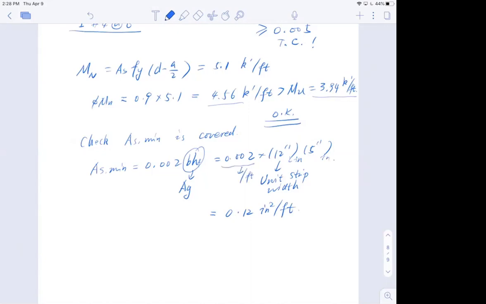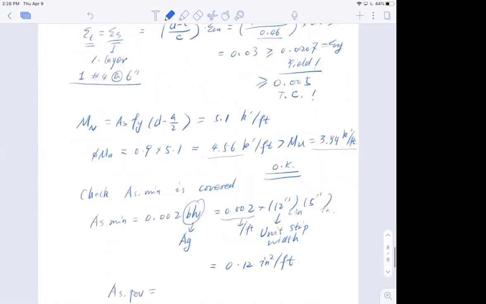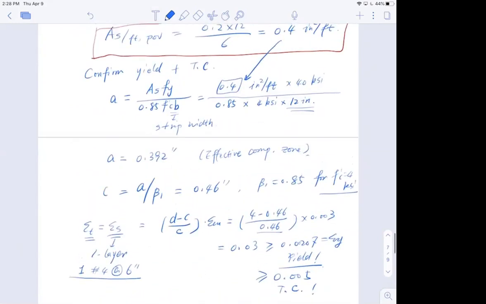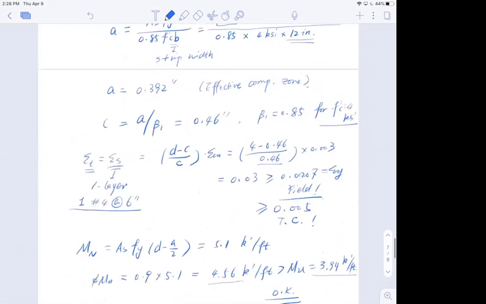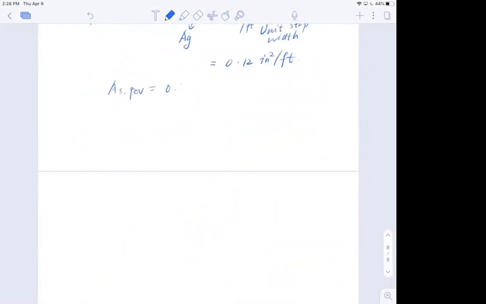All right. So with that, I want to compare what's provided. AS provided equals what? Provided is 0.4 inch squared per foot, which is much bigger than the minimum requirement, which is 0.12 inch squared per foot. So we're okay. Finally, we're okay.